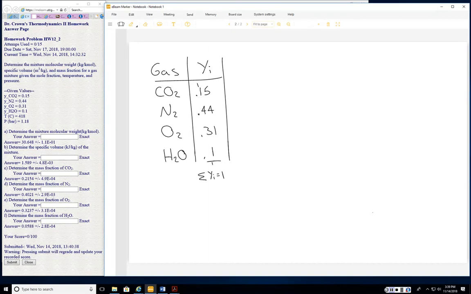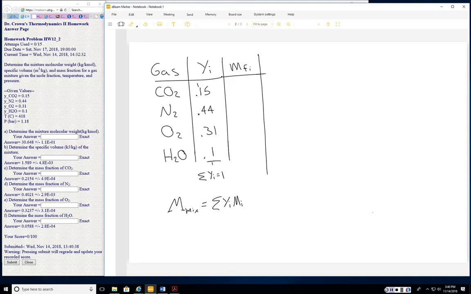So again, with mole fractions, ultimately here we're going to try and find mass fractions. I'm not going to derive this one. This one is a little easier, but the mixture molecular weight turns out we can get that by doing the sum of yi Mi.